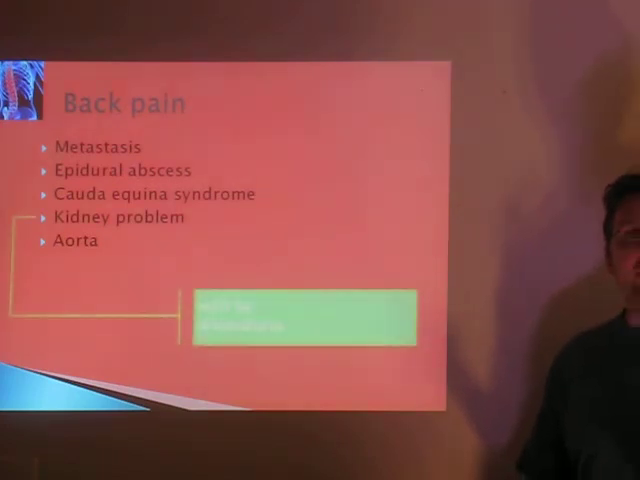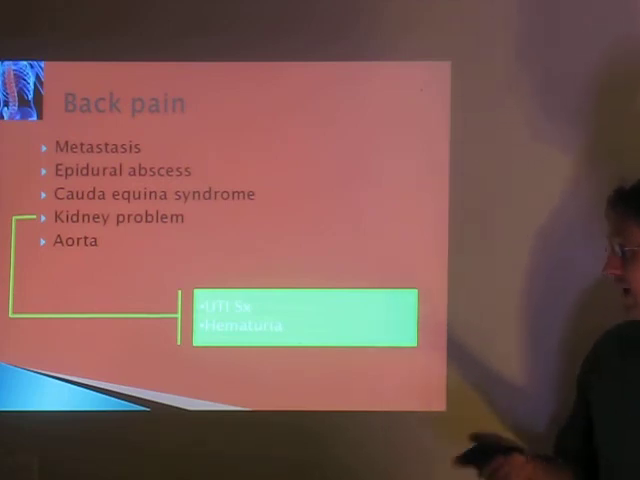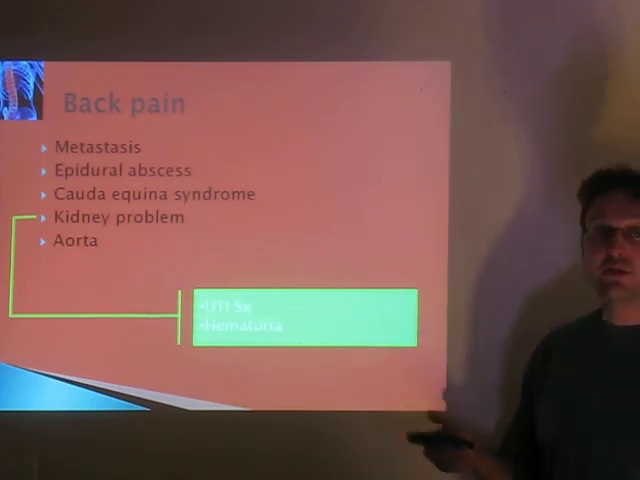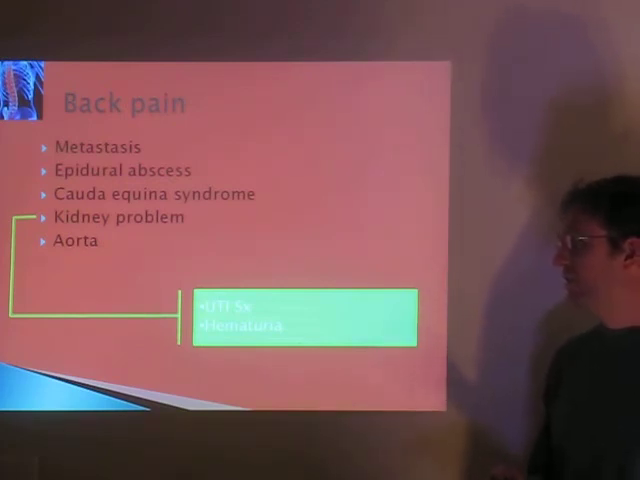All right. Third one is a kidney problem. I'll put this in black because it's white right now. So if they don't have UTI symptoms, the two things you need to get here are, are there any recent UTI symptoms, or has there been any blood in your urine?